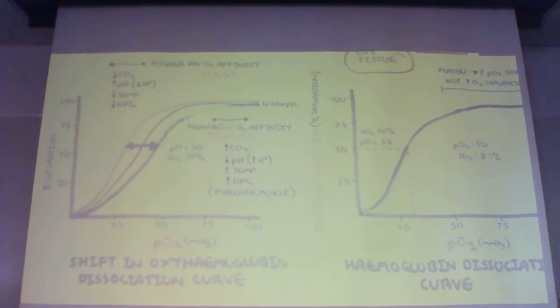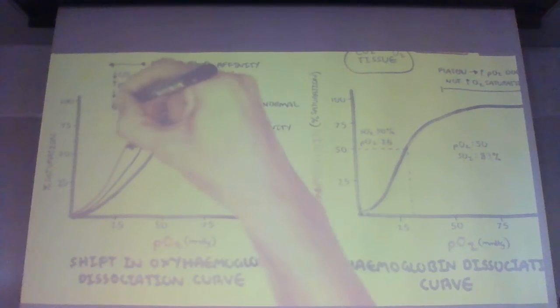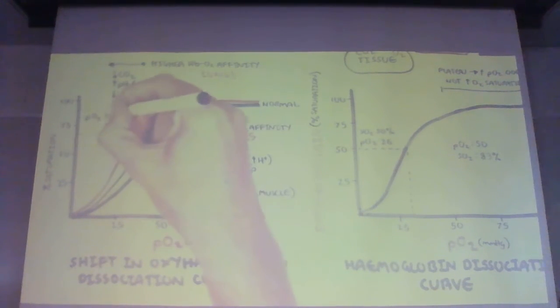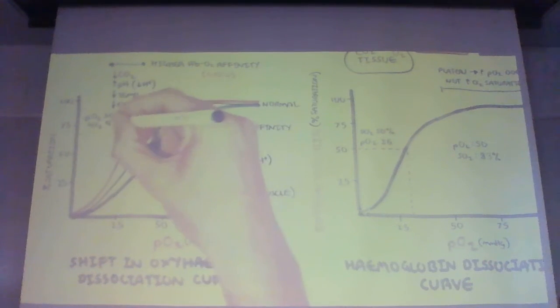So let's compare now. In this red curve, so a high hemoglobin oxygen affinity, if the person has a partial pressure of oxygen of 50, the oxygen saturation is already 90%.